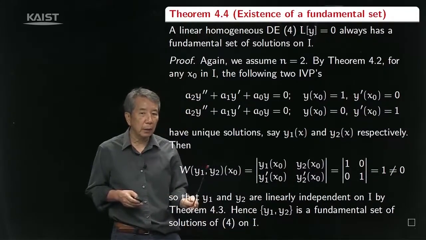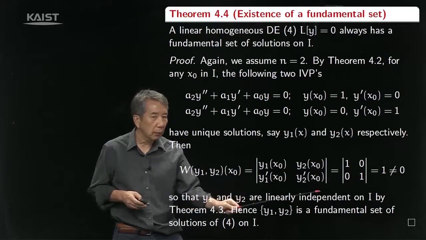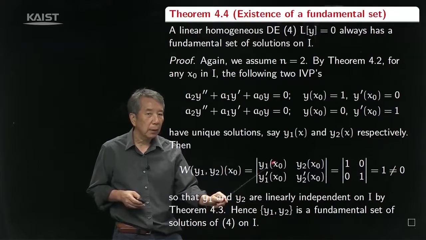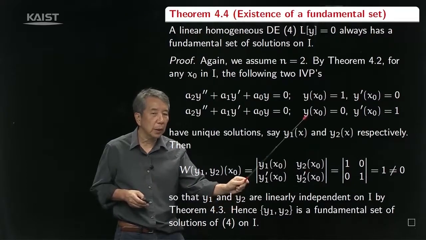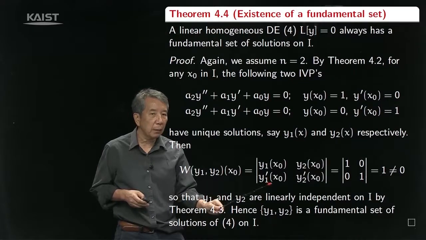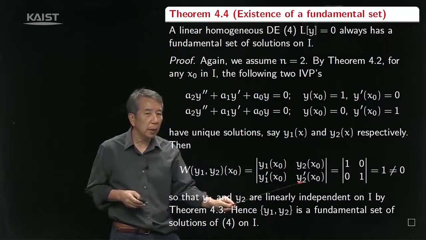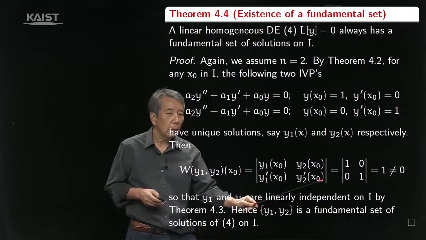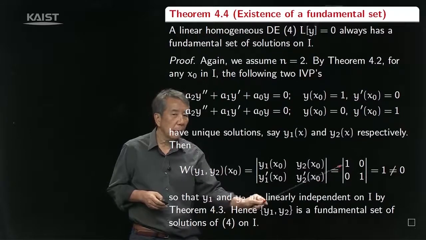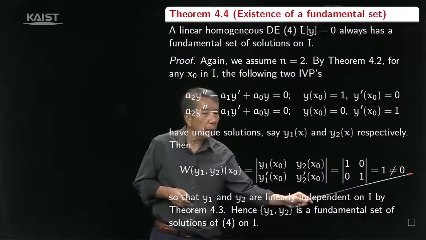Compute the Wronskian at point x0. That's the determinant of this 2 by 2 matrix. How much is y1 of x0? That is 1. How much is y2 of x0? Because this is a solution to the second problem, that is 0. What is y1 prime of x0? That is 0 from this initial condition. What is y2 prime of x0? That must be equal to 1 by this initial condition. So our 2 by 2 matrix is 1, 0, 0, 1. Its determinant is 1, which is not equal to 0.